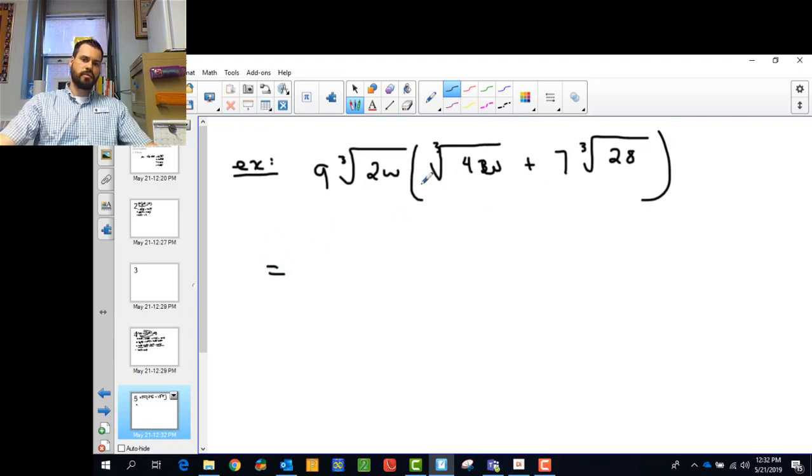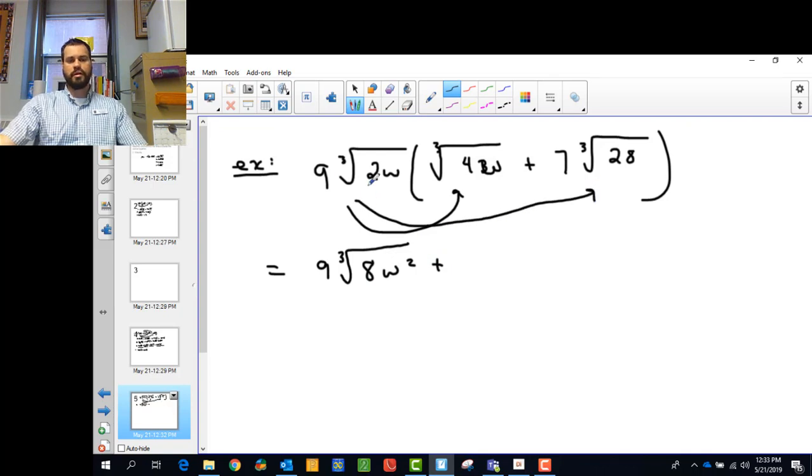All right, so again, we're going to multiply. The 9 gets multiplied first of all here by 1, so we leave it with 9, and then we have the cube root. And then we do 2w times 4w, that gives me 8w squared. And then plus, these guys get multiplied, so 9 times 7 is 63. And then we have the cube root, and it's of 2w times 28, so that's 56w.